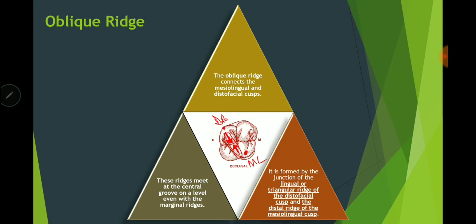Now, the ridges that form the oblique ridge meet at a level which is even with the marginal ridges. Very high-yield, okay? These ridges meet at this central groove at the level which is even with the mesial marginal ridge and the distal marginal ridge.